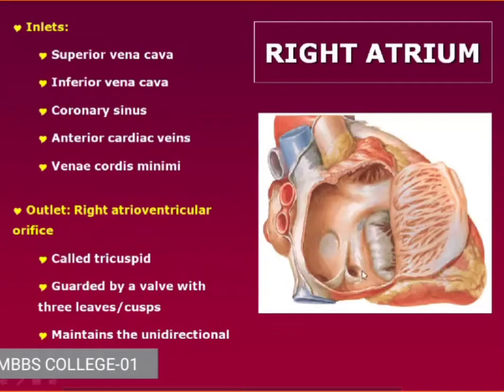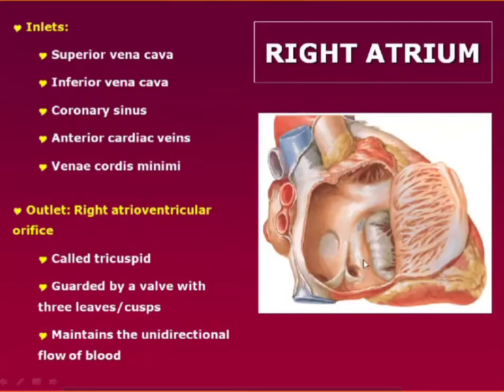And also the Koch's triangle, which is bounded by the atrioventricular margin of the atrioventricular valve, and an endocardial ridge which is extending from the atrioventricular valve to the inferior vena cava, and the margin of the coronary sinus, and this Koch's triangle lodges the AV node.